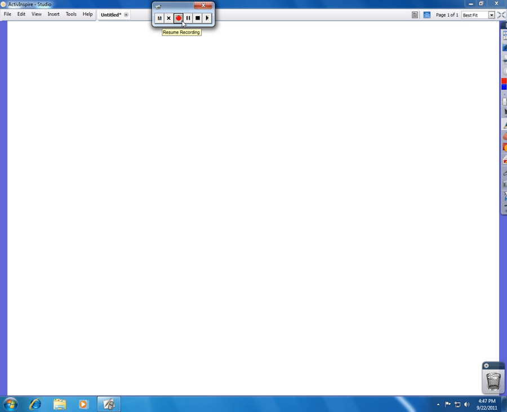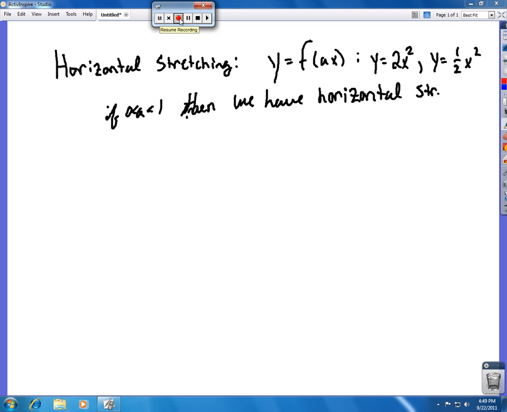Okay, the next thing we want to talk about, we just talked about vertical shrinking and stretching, so now we're going to talk about horizontal. Let's first start to talk about horizontal stretching. It's kind of backwards from what we previously thought.